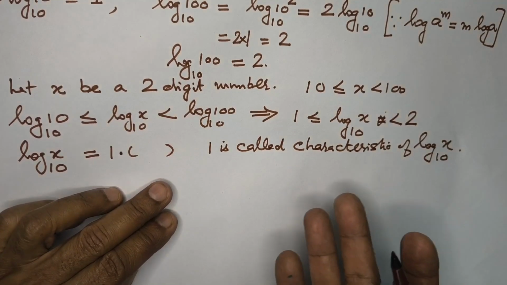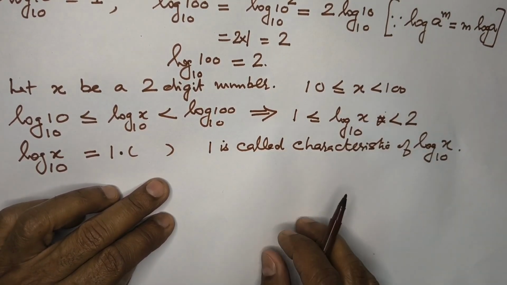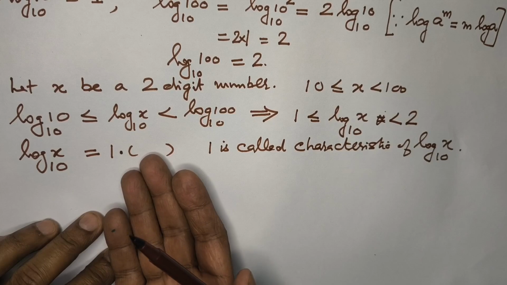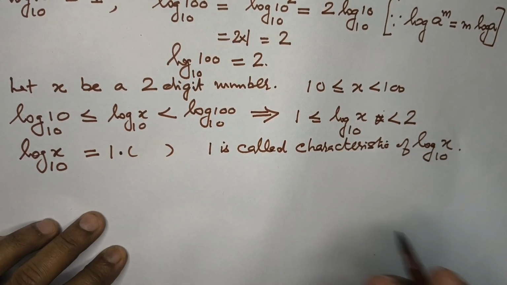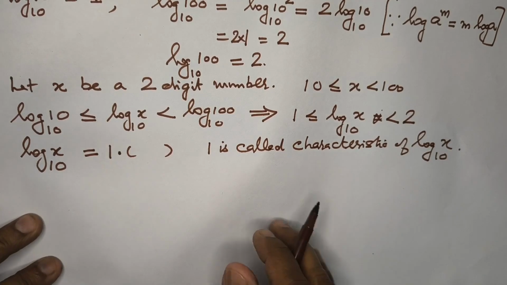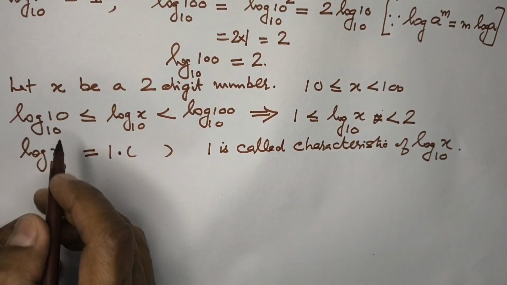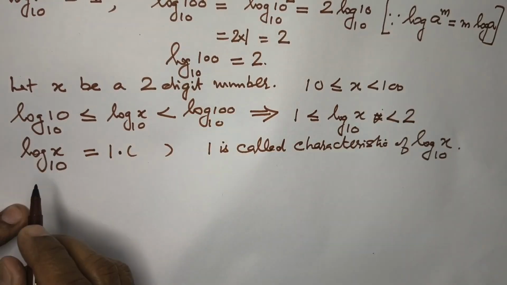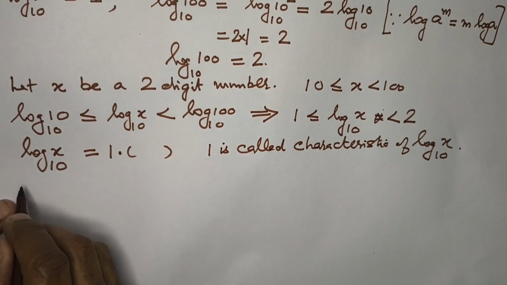Maybe you remember studying these things in the high school class. There is another word for the decimal part, that is mantissa. Anyway, I don't want to go into those areas. Now we will extend this principle to a three-digit number. Here we have looked at a two-digit number. Now let's look at a three-digit number.